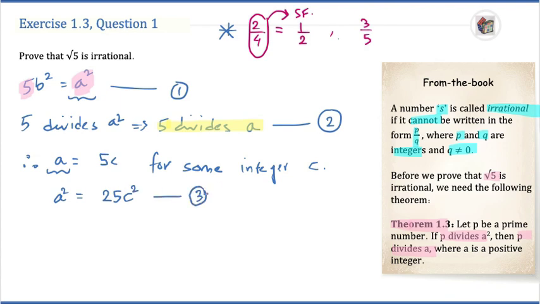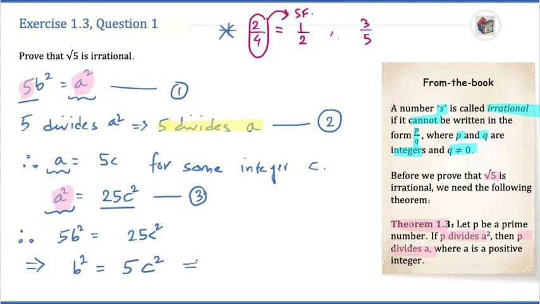Now this one here, let's call this equation 3, also gives you a relationship between a squared and another number, c squared. But right now what I want to do is connect 1 and 3 together. If both of these, 5b squared and 25c squared, are equal to the same thing, a squared, then they have to be equal to each other also, right? So from 1 and 3 we can say that 5b squared is equal to 25c squared. Now you can cancel out 1 five from both sides and you will get b squared equal to 5c squared.